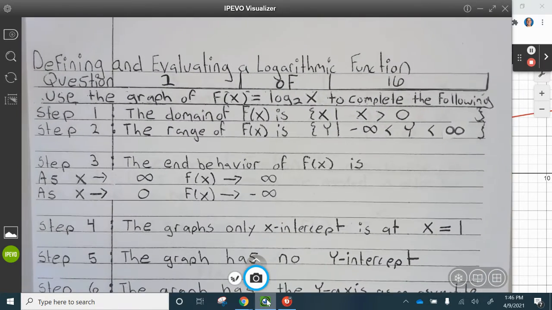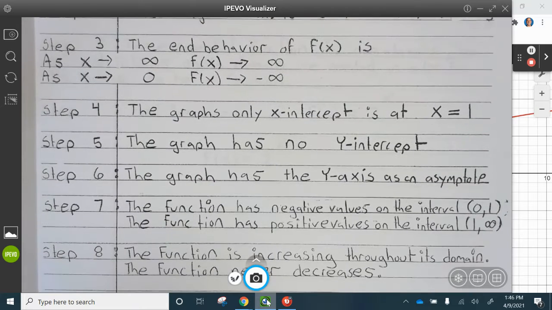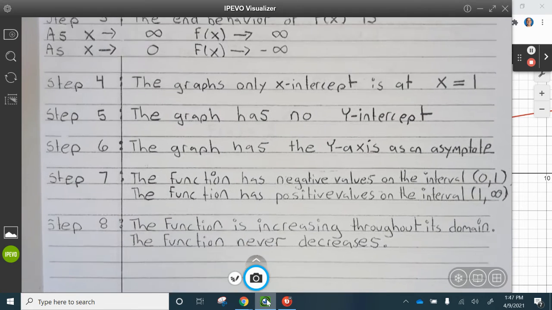Question 2 of 16. Use a graph of f of x equals log base 2 of x to complete the following. Step 1. The domain of f of x is x such that x is greater than 0. Step 2. The range of f of x is y such that -infinity is less than y less than infinity. Step 3. The end behavior of f of x is as x approaches infinity, f of x approaches infinity. As x approaches 0, f of x approaches -infinity.